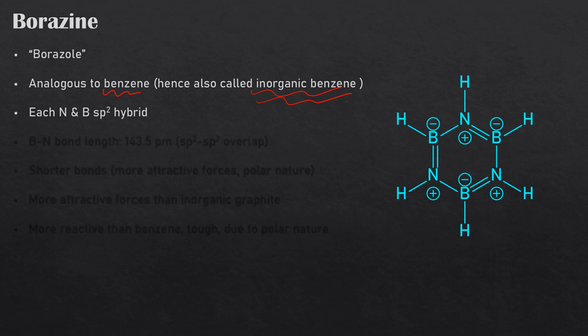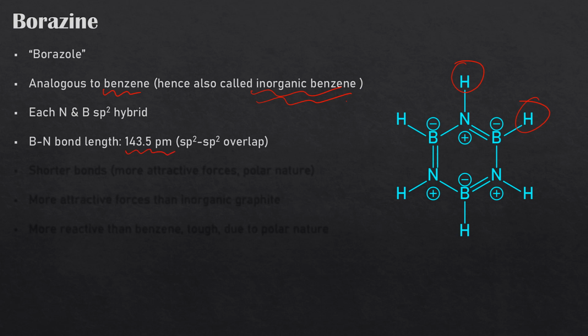Every atom now has 1 hydrogen as well, and that's the point of difference from the structure we have seen earlier in the inorganic graphite, because there was no hydrogen. Here we have hydrogen also coming into the picture. That gives us a little bit of difference in the bond length. This is a relatively shorter bond.